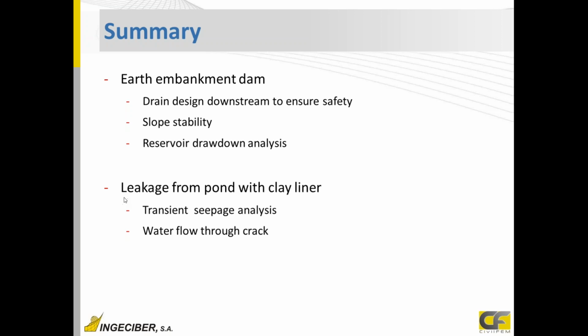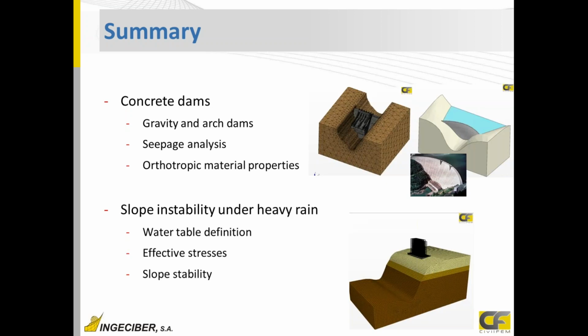The next example will be a pond where the impermeability of the pond is due to a clay liner. And we are going to perform a transient seepage analysis where a crack happens in this clay, and the flow through that crack. And then the next two examples will be two concrete dams, a gravity one and also an arch dam, with orthotropic materials to determine the seepage under the dams.